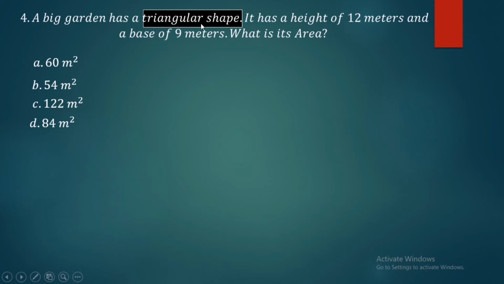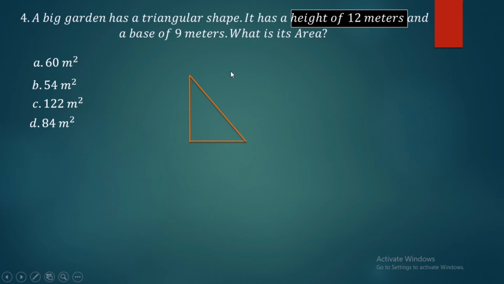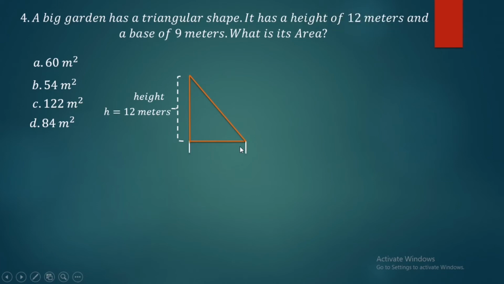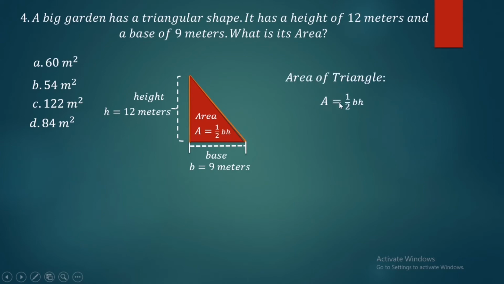So let's consider here the plane figure of a triangle. We have here the height of the triangle is 12 meters and the base is 9 meters. Then we are asking here for the area of a triangular shape. The area is given as 1/2 multiplied by b times h. Then the area is equal to 1/2 bh.